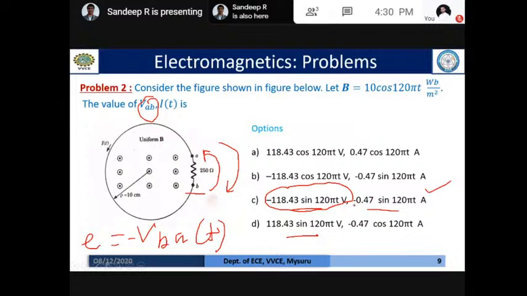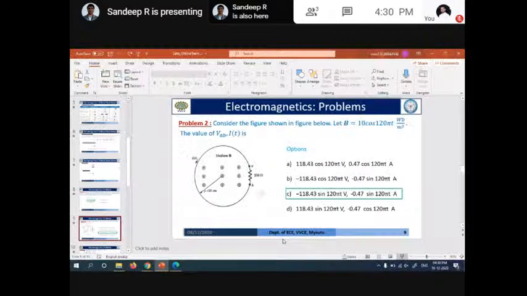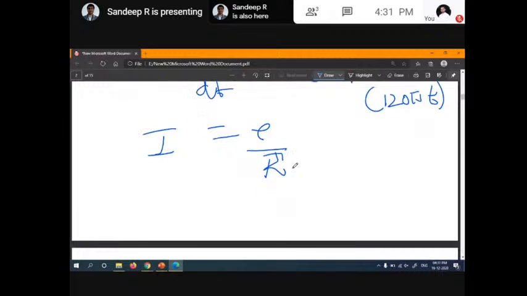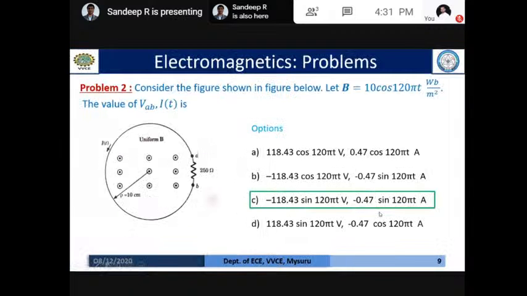If you want to calculate even current as well, the resistance is 250 ohms. Current is nothing but voltage divided by resistance, so I is E divided by R. Our value of R is 250 ohms. So it comes to around minus 0.47 sine of 120 pi t. So this is the value of I. So option 3 is the correct answer.